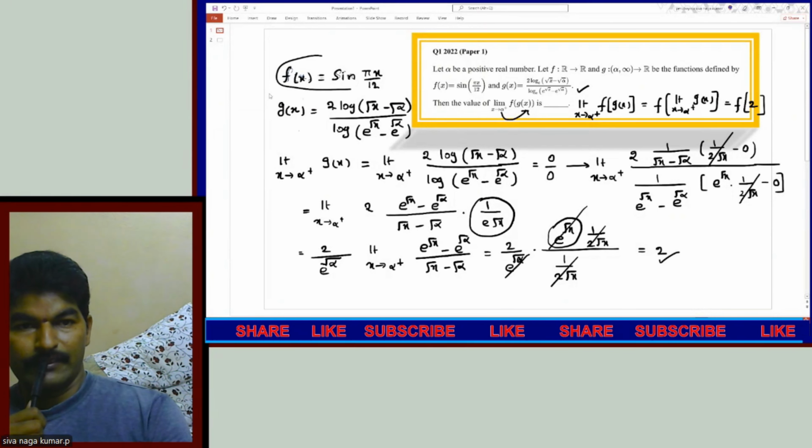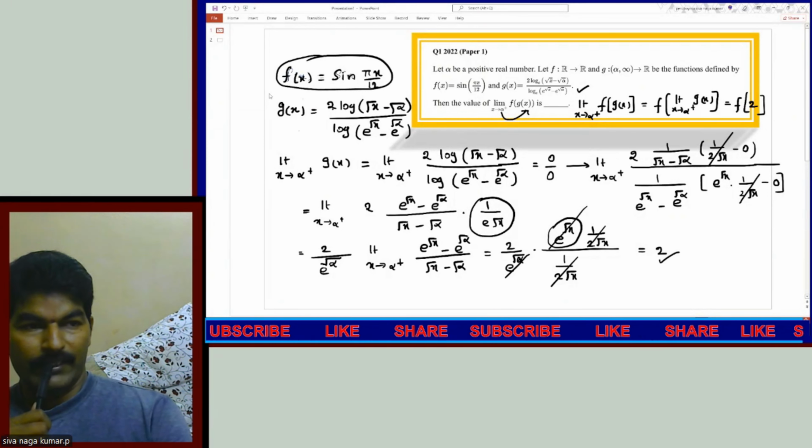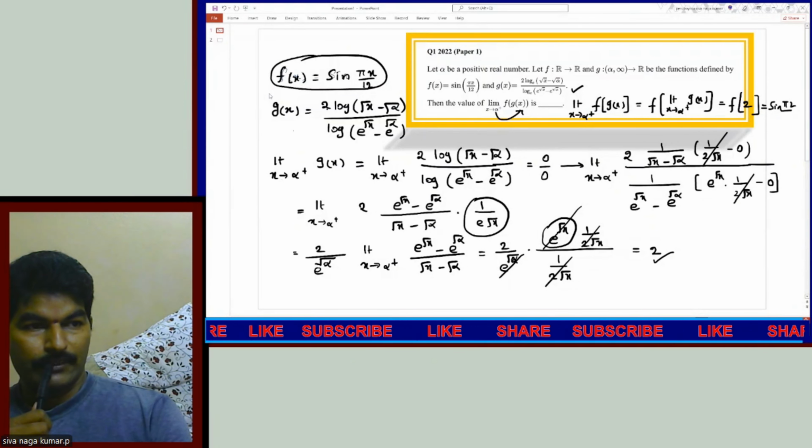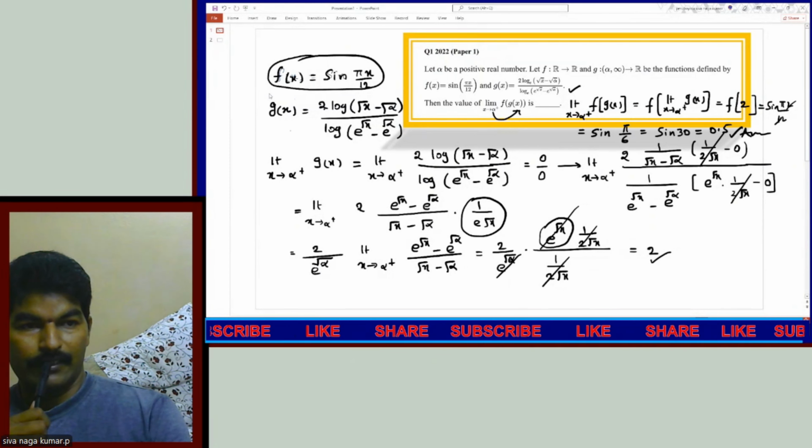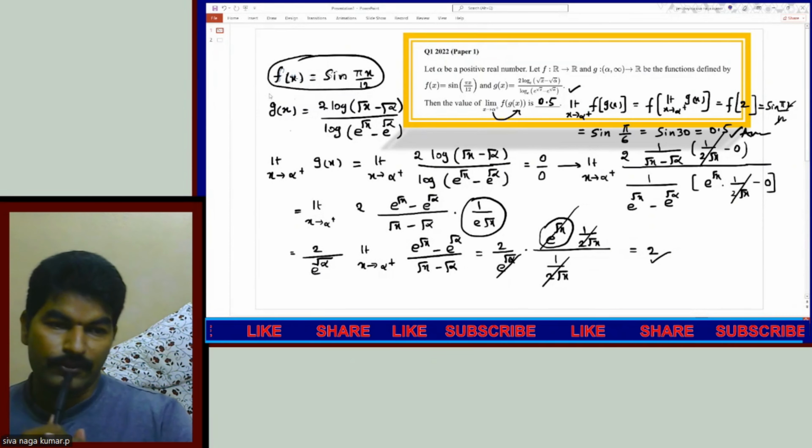And what is f of x? Sine pi x by 12. So this is equal to sine pi times 2 by 12, and this 2 and 12 got cancelled. So sine pi by how much? 6. Sine pi by 6 means sine 30. Sine 30 means 1 by 2, or you can write 0.5 as the answer. So therefore the answer is 0.5 for this question.